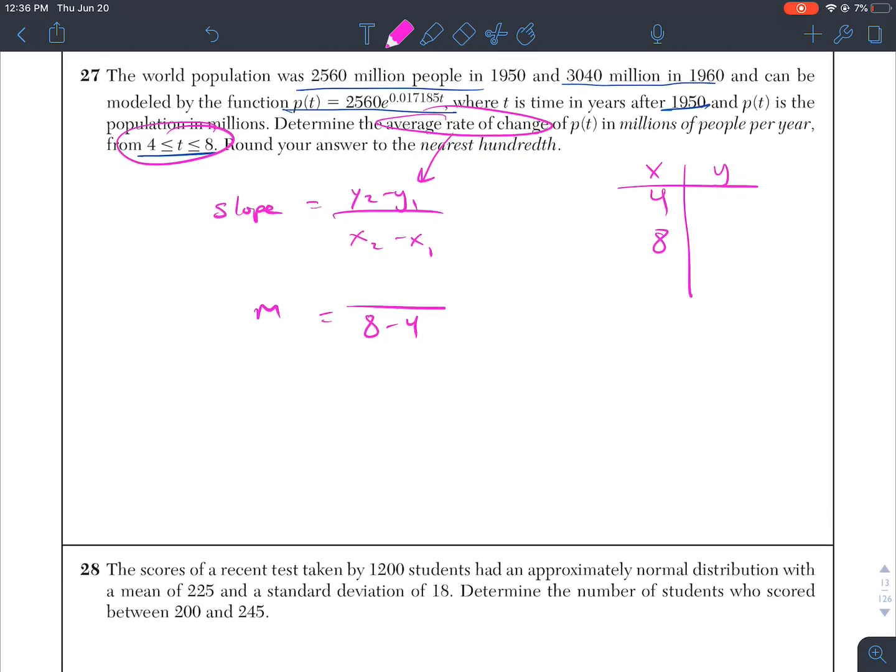So the one thing to be careful about here is when you put it on your calculator, make sure that you use parentheses for the exponent, because you want to raise e to this whole power, including the 4 or 8, depending on which one you're doing. So I'm going to do this on my computer calculator, since it will take me too long to type into my iPad calculator. So we have 2,560 e to the parentheses, 0.017185.